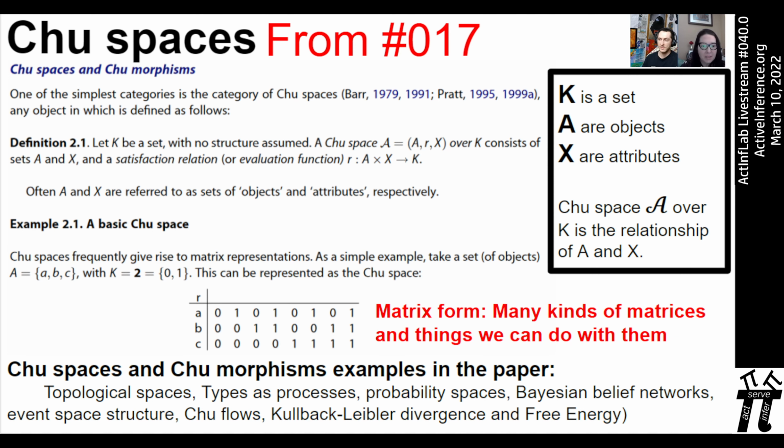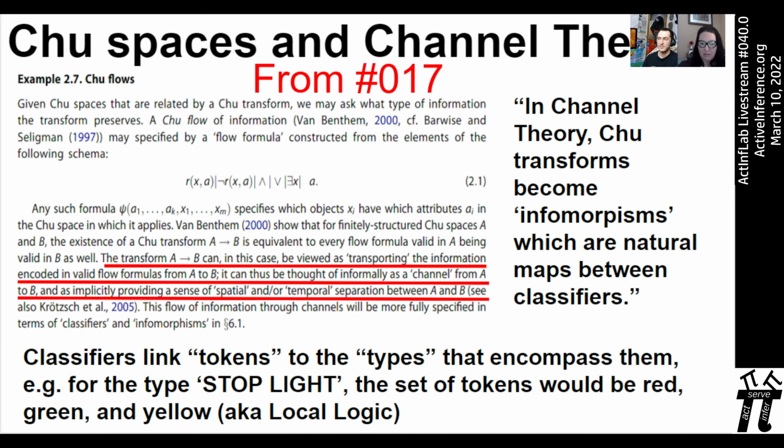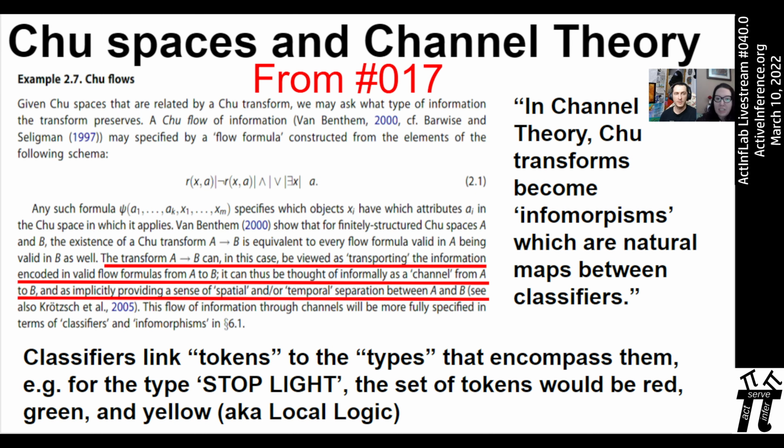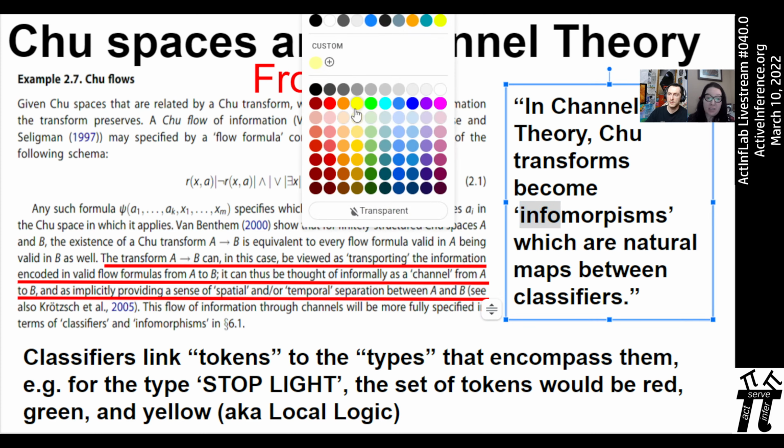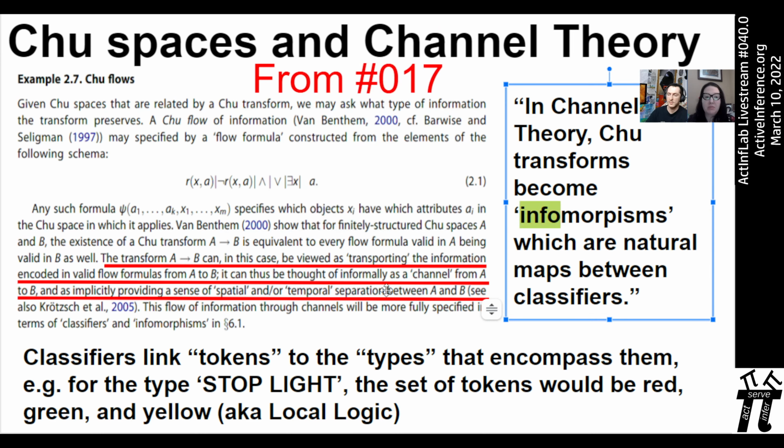Cool. Okay. So going into channel theory and how Chu spaces work, how channel theory works. It says in channel theory, Chu transforms become isomorphisms, which are natural maps between classifiers. So classifiers link tokens to types that encompass them. Like for a stoplight, a set of tokens would be red, green, and yellow. So that is the set of tokens.